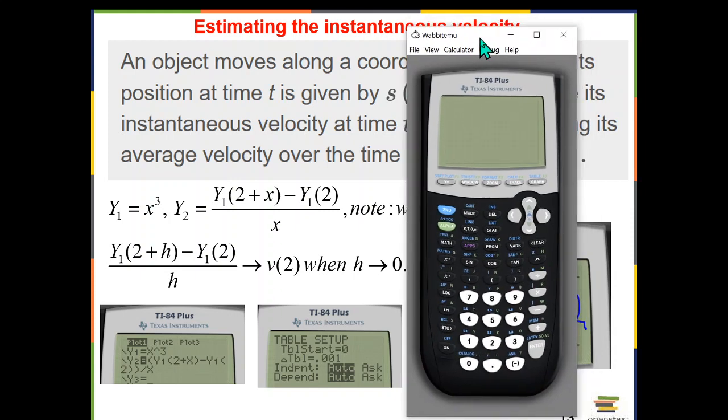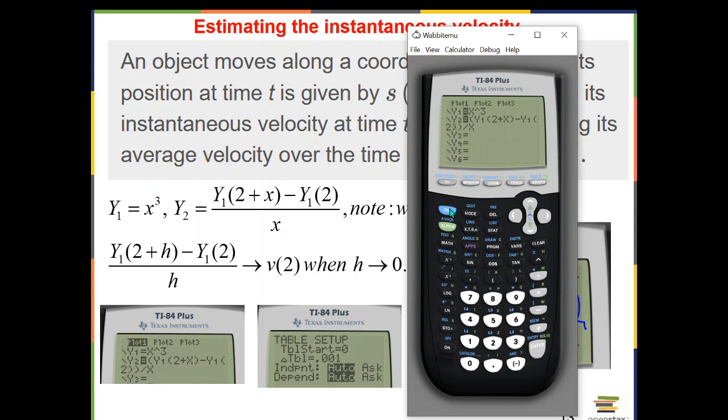So the function is t to the third power, which I'm going to put as x to the third power. But I'm not going to change this. Well, I change it a little bit because I have to modify the point. Instead of being at 1, it is at 2. So I'm going to change that to 2. And the other one has to be 2 as well. So y1 of 2 plus x minus y1 of 2, divided by x.